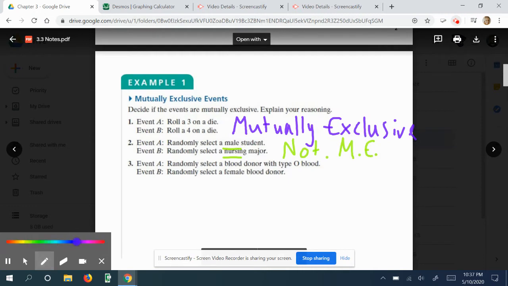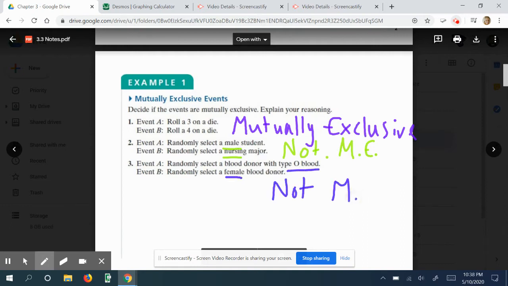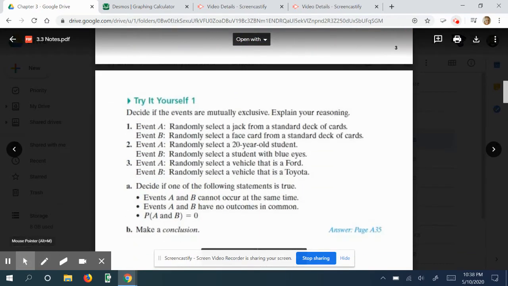Example 3: randomly selecting a blood donor with type O blood, and randomly selecting a female blood donor. Well, females can also have O blood, so these again are not mutually exclusive. Here are a couple guided practice problems that you can try on your own as well.